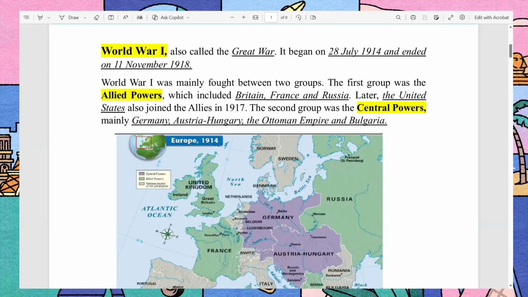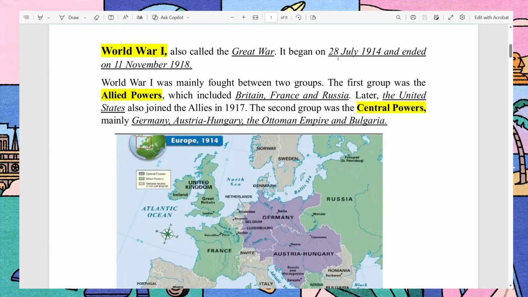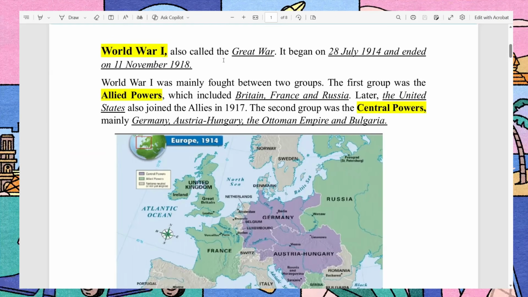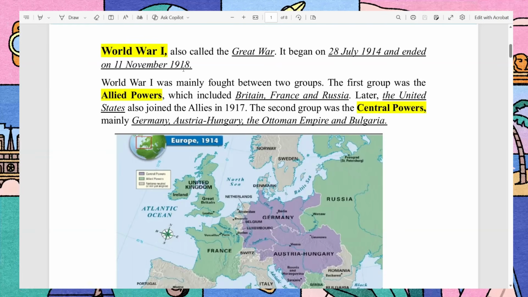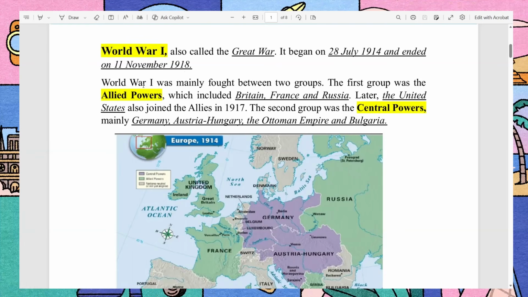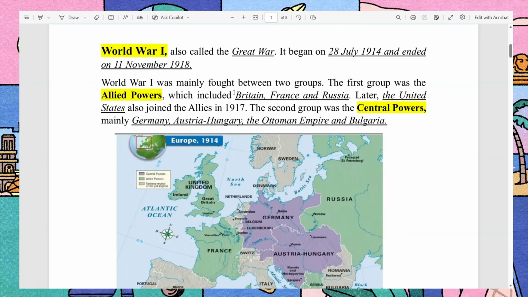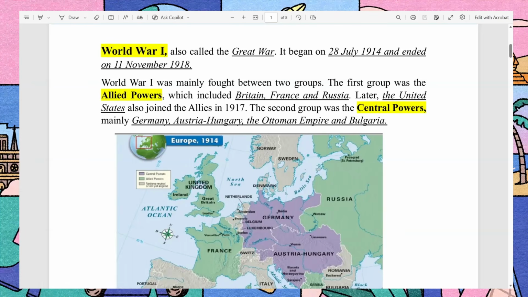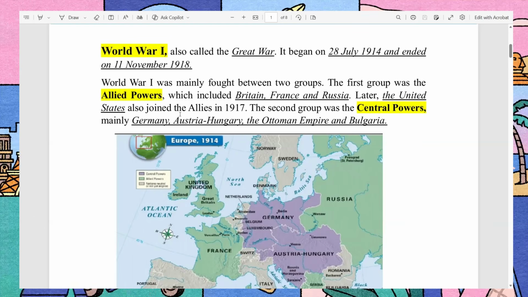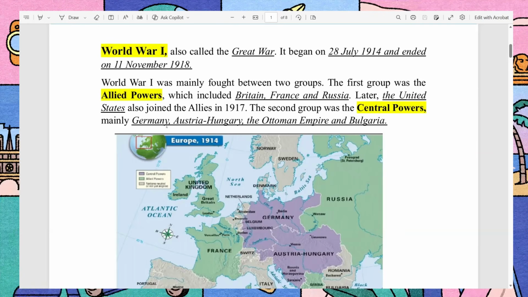World War One, also called the Great War, began on 28 July 1914 and ended on 11 November 1918. It was mainly fought between two groups. The first group was the Allied Powers, which included Britain, France, and Russia. Later, the United States also joined the Allies in 1917. The second group was the Central Powers, mainly Germany, Austria-Hungary, the Ottoman Empire, and Bulgaria.